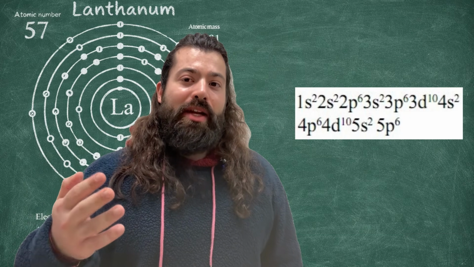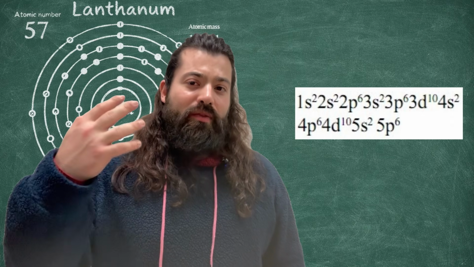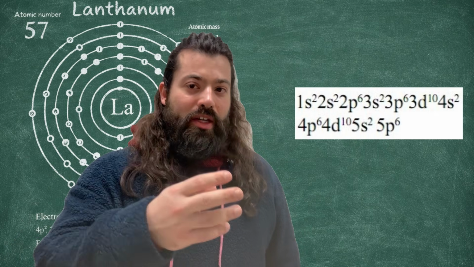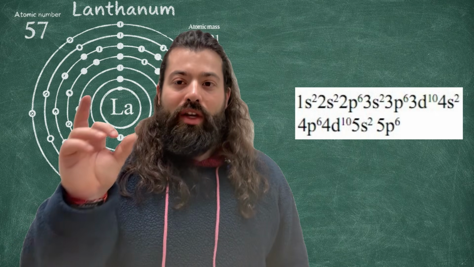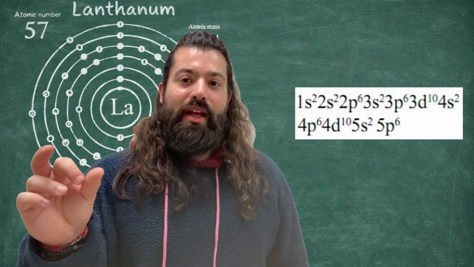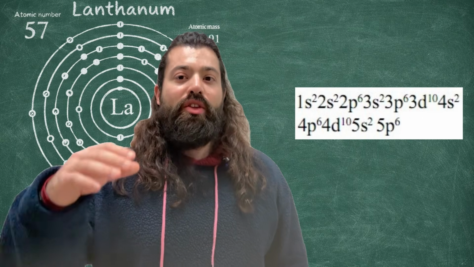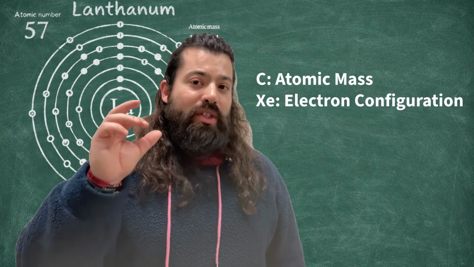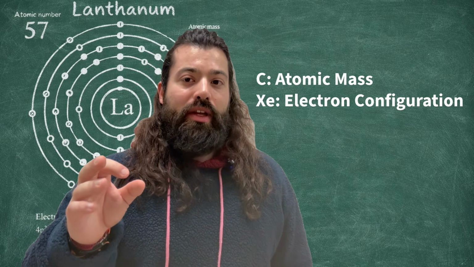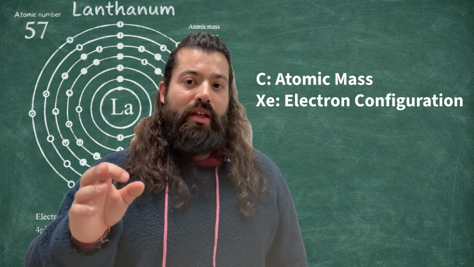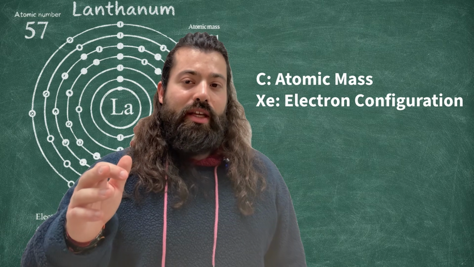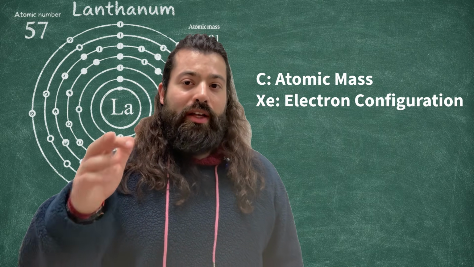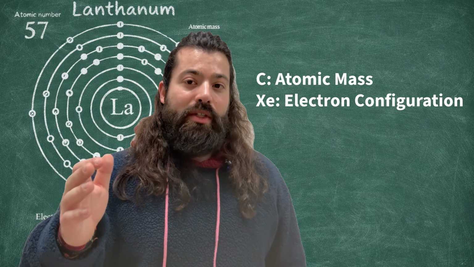For every element heavier than xenon, instead of writing all this electron configuration from scratch, we just use xenon, and then we add only the extra orbitals occupied by electrons. So instead of writing everything from scratch, we use a reference point, like we use carbon as a reference point for atomic mass. Then we use Xe for xenon as a reference point for the electron configuration of heavier elements.